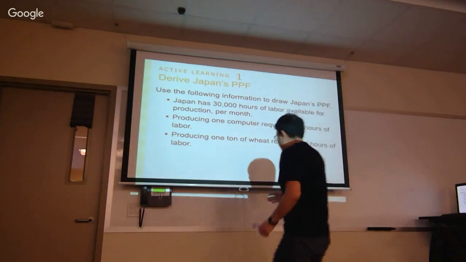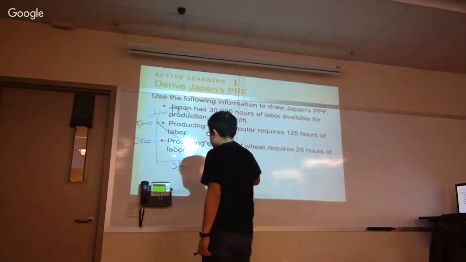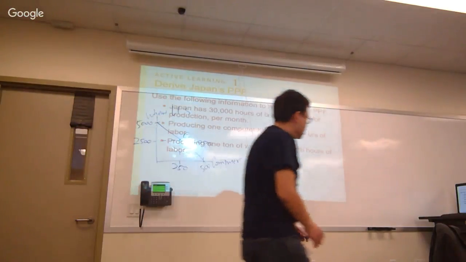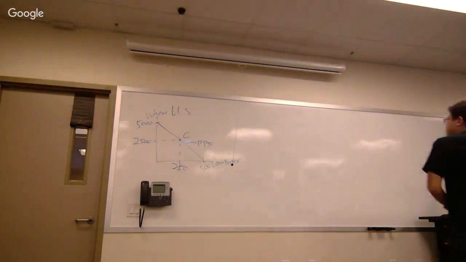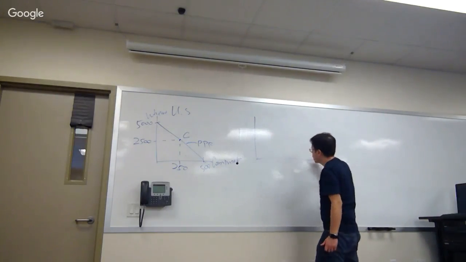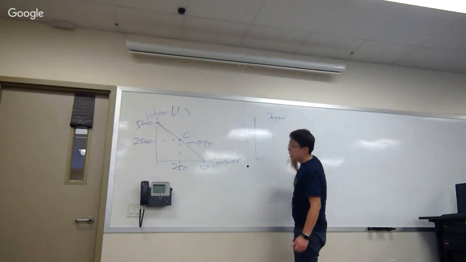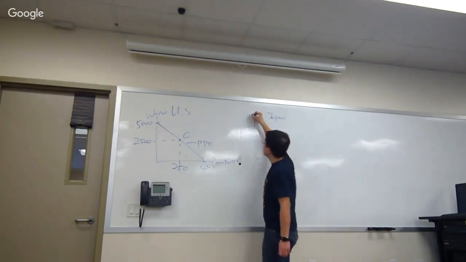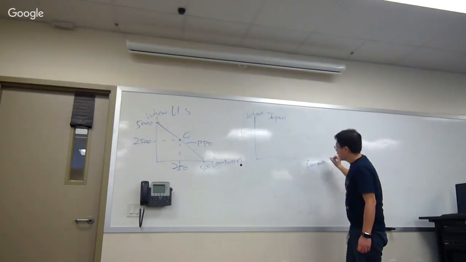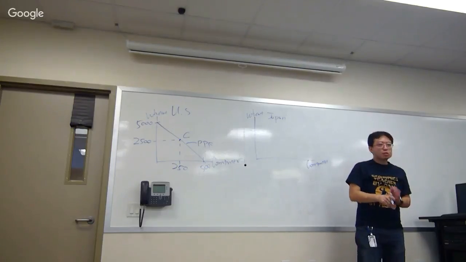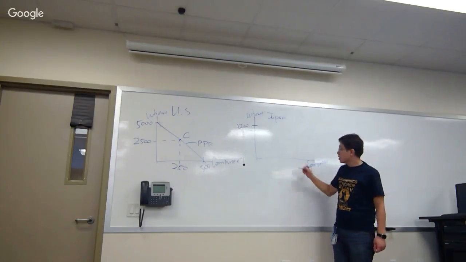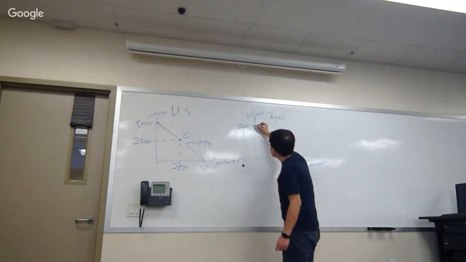All right, so the PPF for Japan. The Japanese PPF. Again, we're going to do wheat on the vertical axis and computers on the horizontal. Now, how many wheat can Japan produce? 1,200 wheat. And how many computers? 240. And then connect the two points.